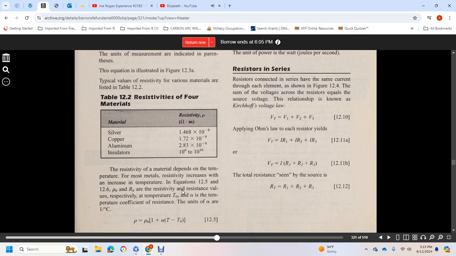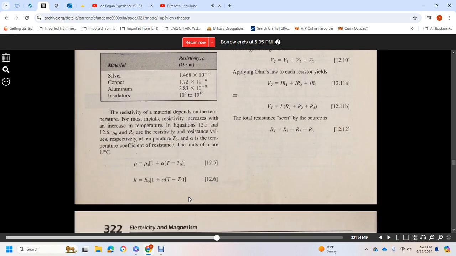Resistivity depends on temperature; for most materials, resistivity increases as temperature increases, as in equations 12.5 and 12.6. We choose resistivity in ohm-meters. Resistivity and resistance are relative to the values at the reference temperature, and the temperature coefficients of resistance have units of 1 per degree Celsius.